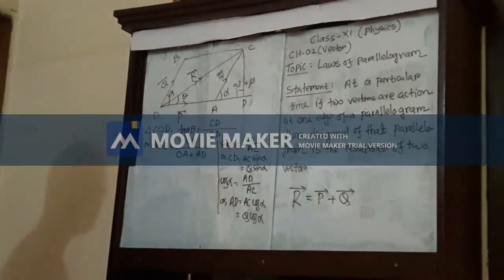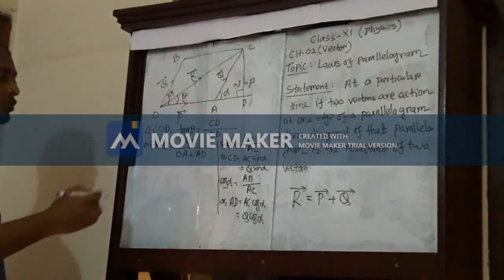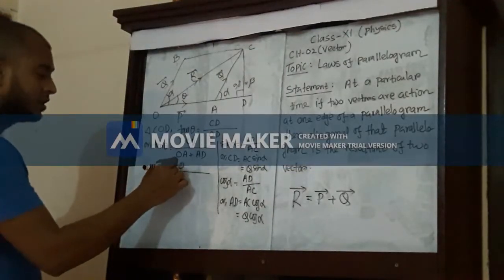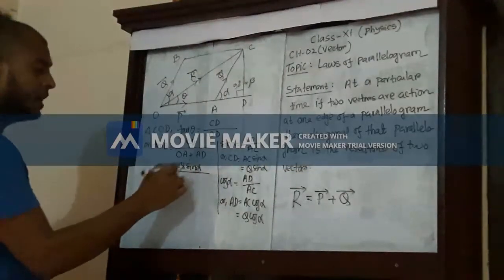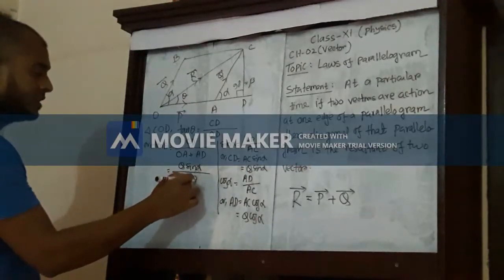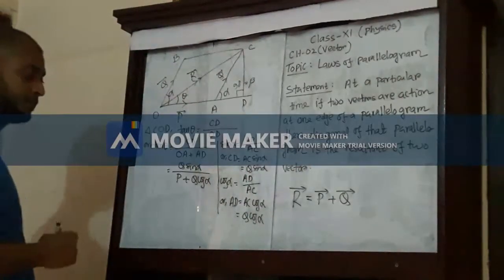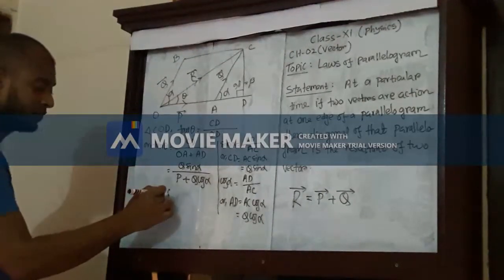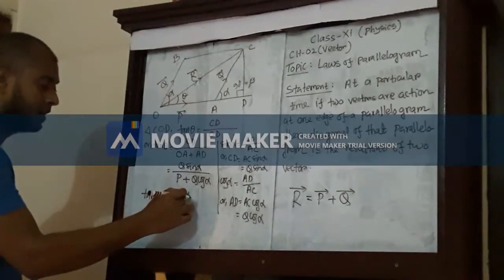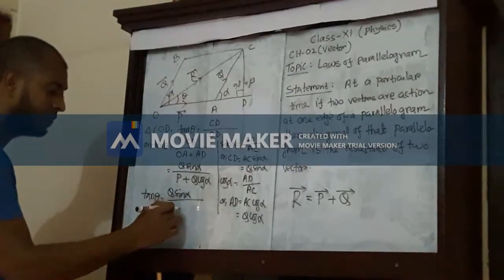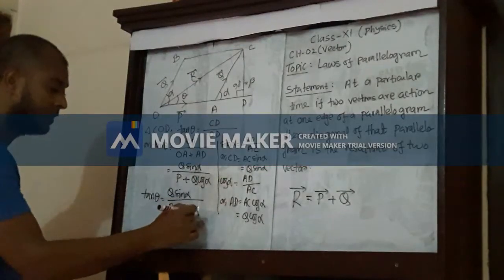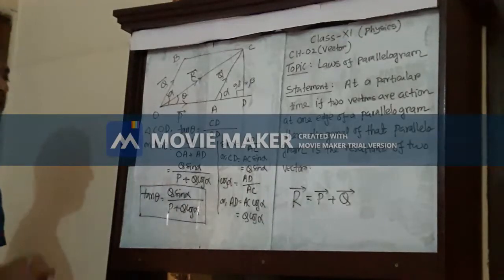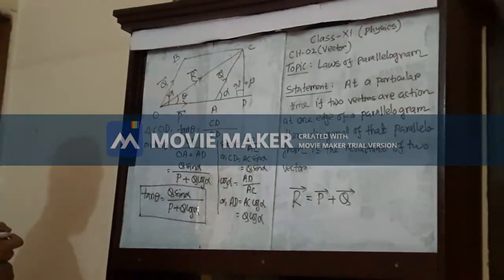So you already know the value of CD and AD. Now put that value into this equation. CD is converted into Q sine alpha divided by P plus Q cos alpha. Now I can say that tan theta will equal Q sine alpha divided by P plus Q cos alpha. This theta is the direction of the resultant vector.